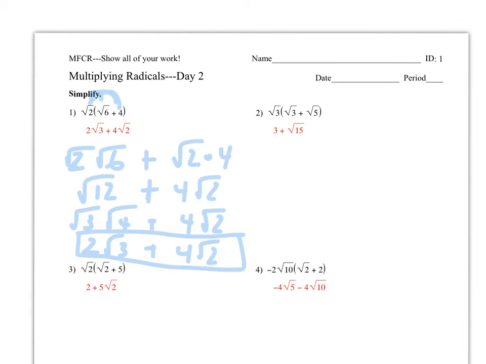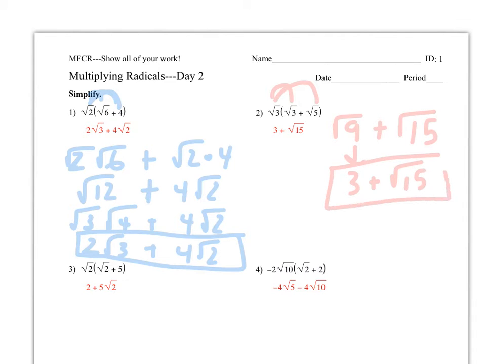Alright, number 2. We're going to do the same thing. We're going to multiply out using distributive property. So the square root of 3 times the square root of 3 will be the square root of 9. And the square root of 3 times the square root of 5 will be the square root of 15. The square root of 9 is 3, and our 15 does not break down into anything usable. 5 times 3 is 15, but neither one of those are perfect squares. So 3 plus the square root of 15 is going to be our answer.